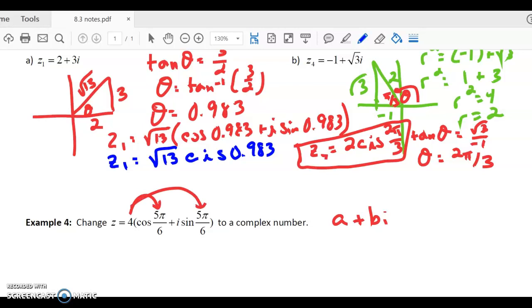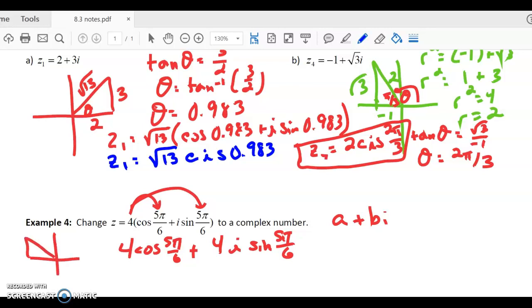So 4 times the cosine of 5 pi over 6 plus 4 times i sine 5 pi over 6. And if we know the cosine of 5 pi over 6, if we think about what that value is at 5 pi over 6, if you're not sure, draw your triangle. We have a pi over 6 here, so this would be a 1/2. This would be a negative rad 3 over 2. This would be a 1. So the cosine would be negative rad 3 over 2. The sine would be 1/2.